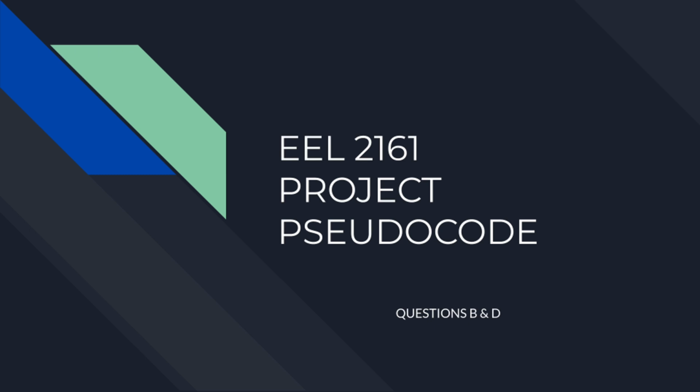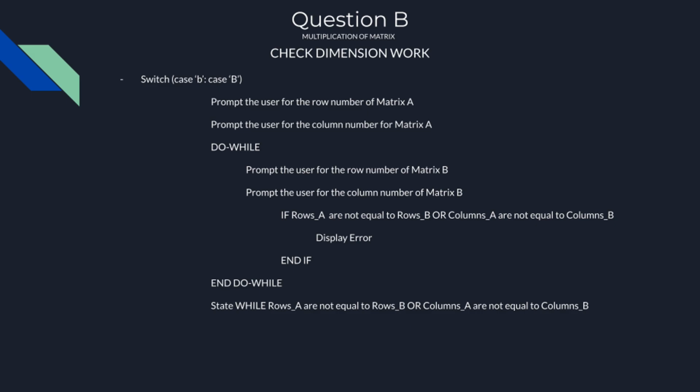In this project, we're asked to write a script to ask the user whether he would like to see matrix addition, subtraction, matrix multiplication, matrix transpose, or finding solutions of simultaneous linear equations. I'm going to be focusing on two of them. The first option will be B, matrix multiplication, and then we have D, which is finding solutions of simultaneous linear equations.